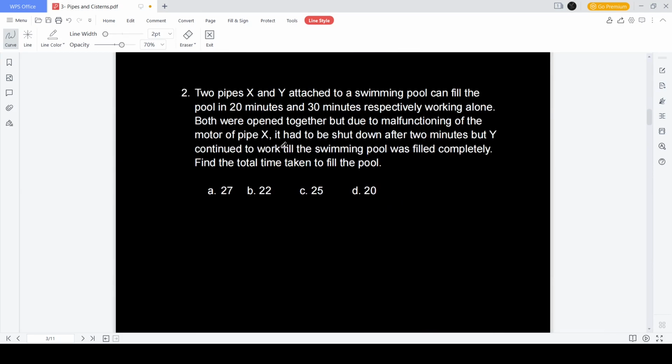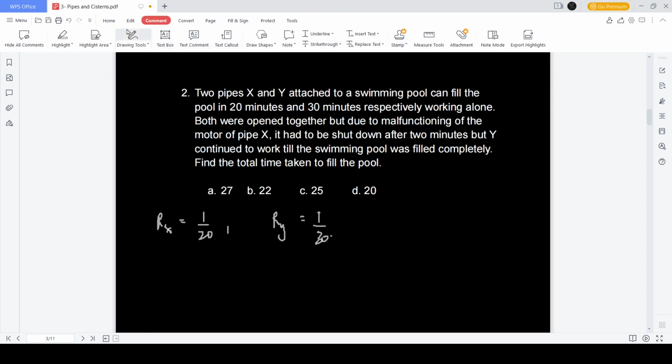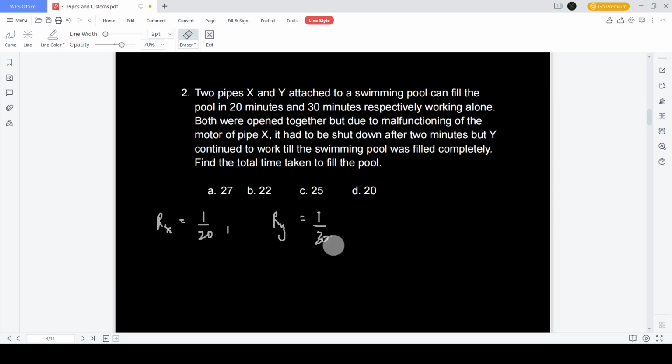Two pipes X and Y are attached to a swimming pool and they can fill the swimming pool in 20 and 30 minutes respectively, working alone. Immediately we think: rate of X is 1 by 20 and rate of Y is 1 by 30. We should assume all this in the beginning, because we've done quite a lot of questions on rate, and some difficult questions also, in the previous lecture.